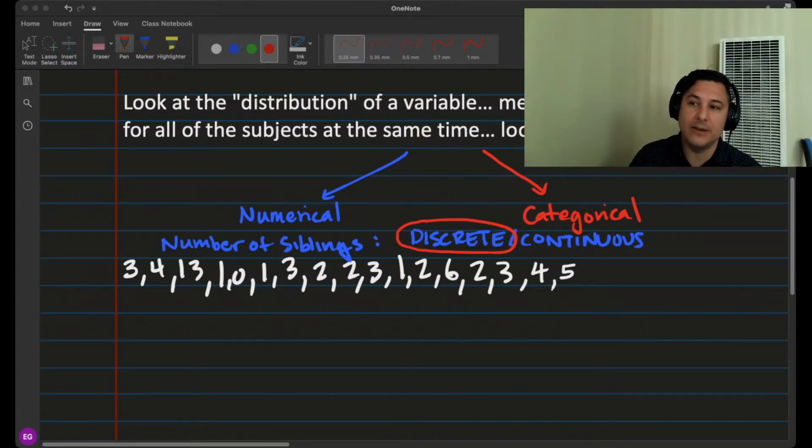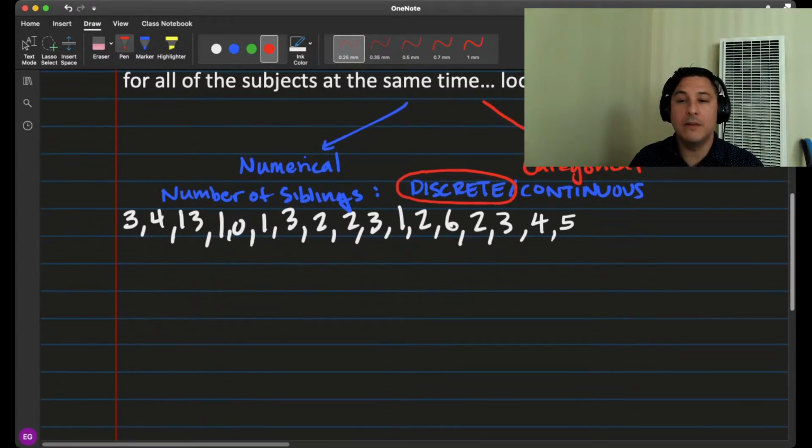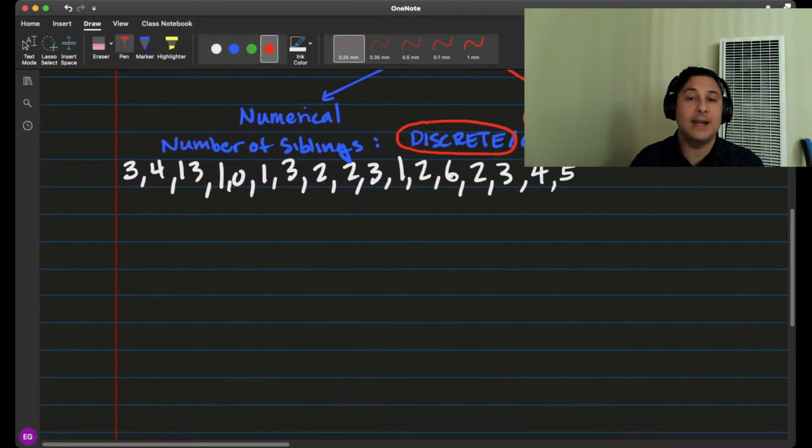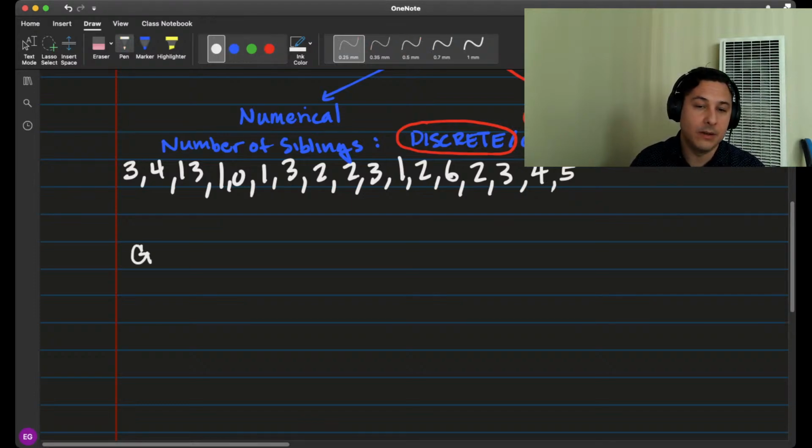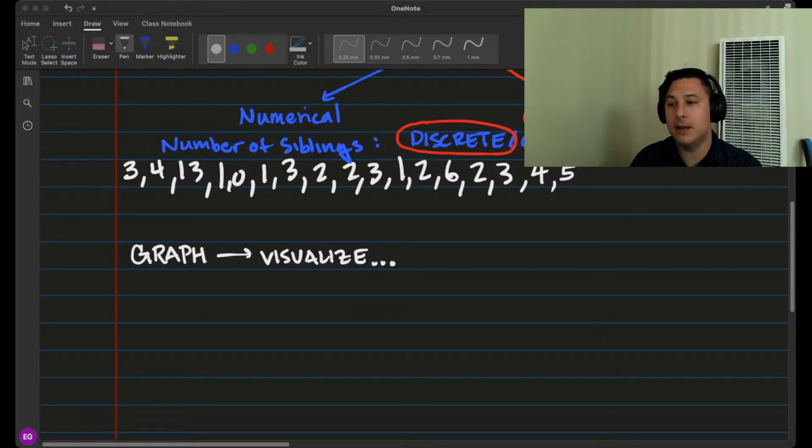What we want to do is look at all of these numbers and figure something out about what's going on with how many siblings people have in this class. Usually one of the ways that you start analyzing these variables is by looking at them with a graph. A graph is a way to visualize the numbers. So we're going to talk about different ways that you can visualize these numbers.